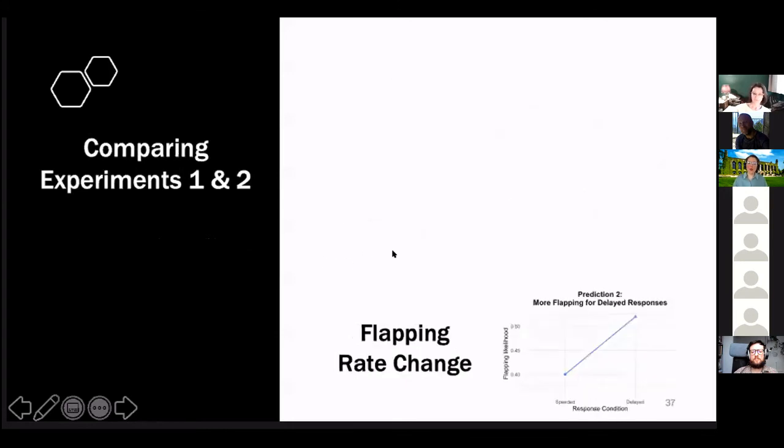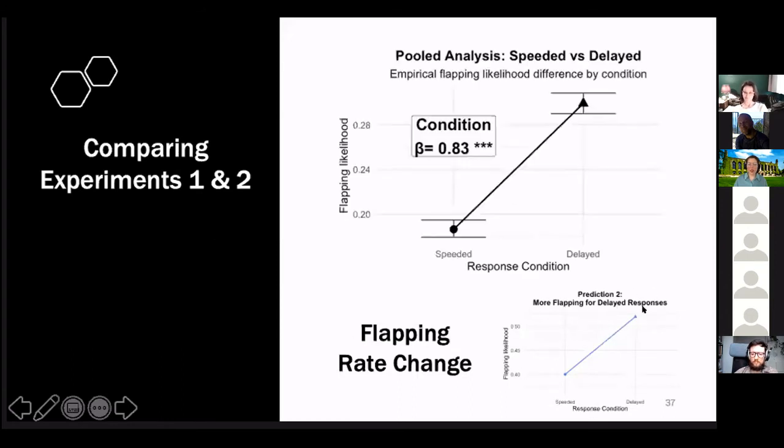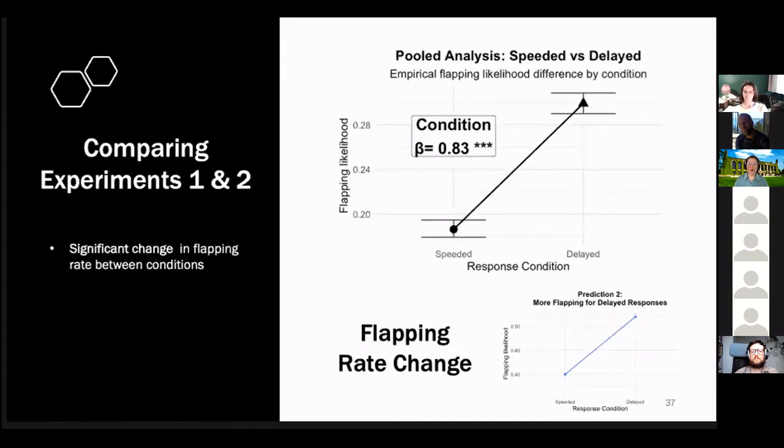The crucial part of experiment 2 was to be able to compare it with experiment 1. That was our second prediction, right? We predicted that there would be more flapping for the delayed responses, and that was borne out overall. In the speeded condition, we had under 20% flapping overall. Then for the exact same phrases, for these other participants in the delayed condition, they were at about 30% flaps on average. So just letting them see the phrase a little bit in advance, for up to 2 seconds, caused the speakers to flap more, which confirmed the second prediction.